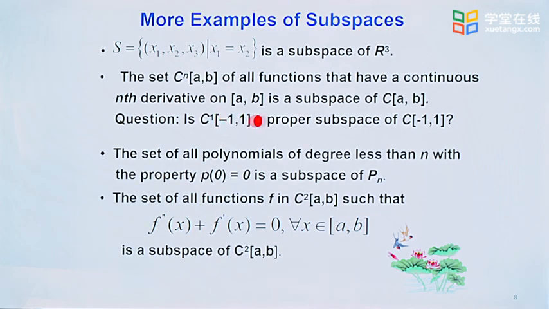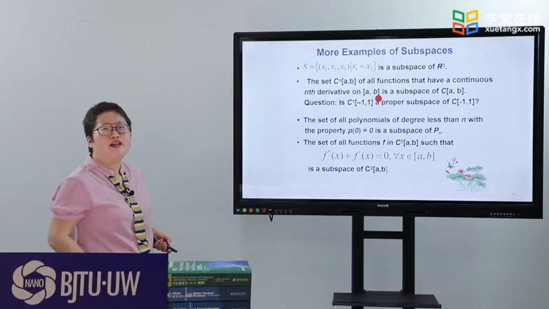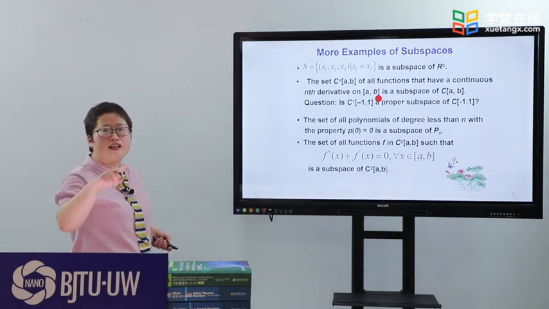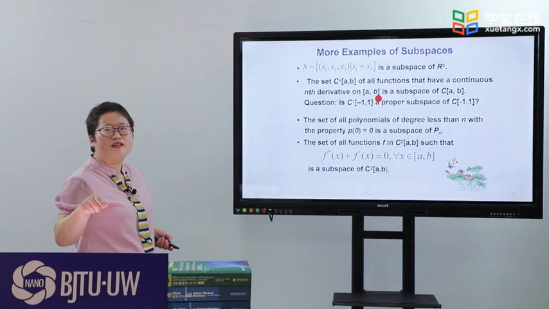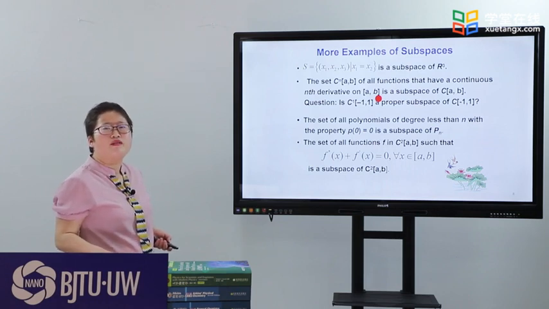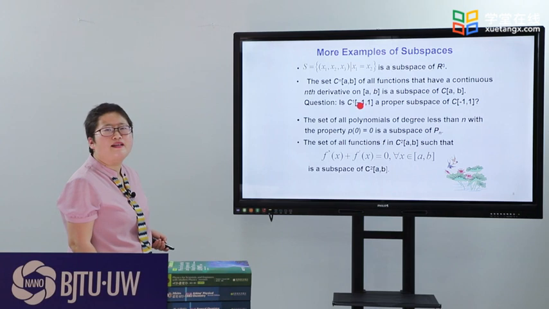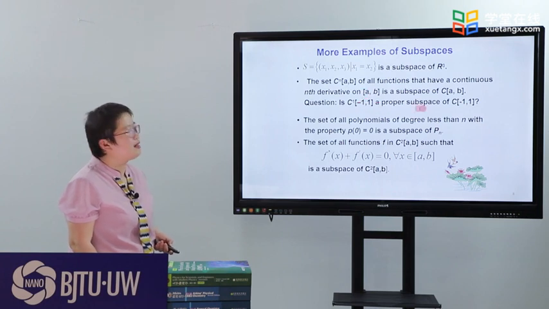The answer is yes, because you can find a function which is continuous on the closed interval -1 to 1, but does not have a continuous first order derivative. You can consider the absolute value function. The absolute value function is continuous. However, at the point 0, there is no first order derivative. So this set, in fact, is really larger than this set. This is a proper subspace.